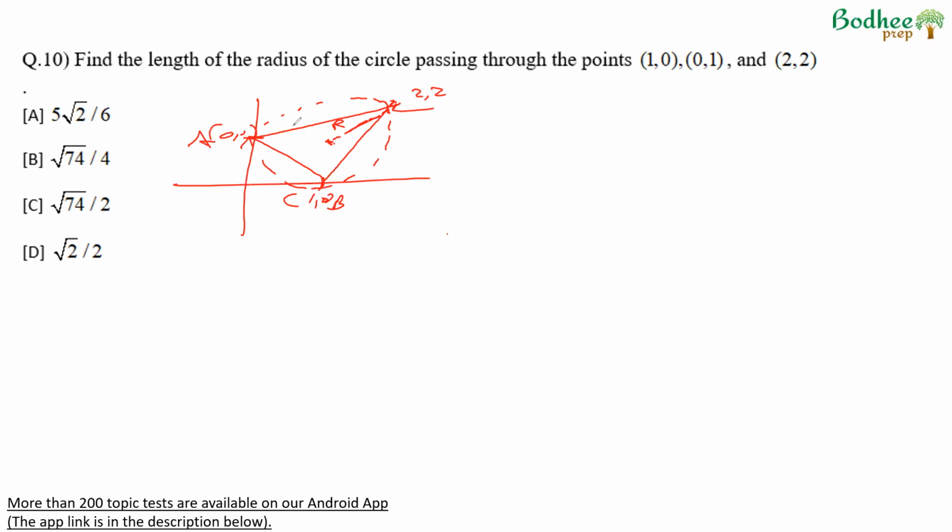The circumcenter lies on the perpendicular bisectors. We can find the perpendicular bisectors and from there find the coordinates of the center. Or we could find the lengths a, b, c and use the formula abc upon 4 times area is equal to R, where a, b, c are the lengths of the three sides. The area can be found using the formula half x1 (y2 minus y3) and so on. But I think a faster approach is working with the perpendicular bisectors.